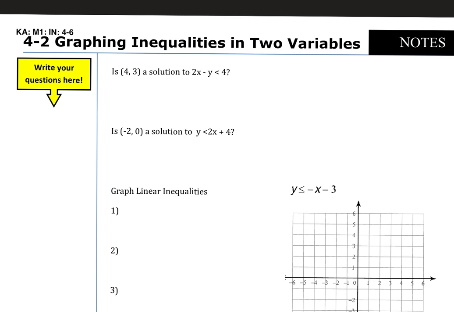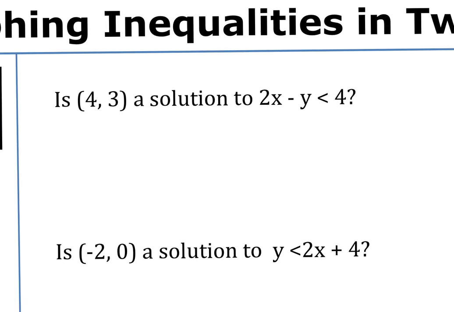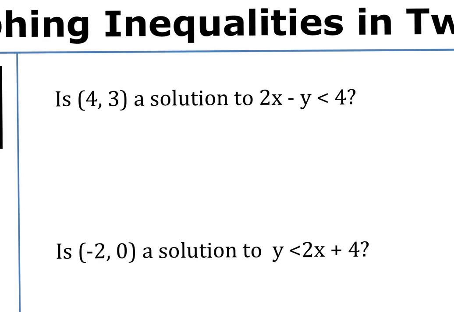All right, IM1 4.2, graphing inequalities with two variables. Let's start off by just thinking about what a solution is to an inequality, okay? So let's take a look at this first question. It just says, is (4, 3) a solution? Well, remember, this is just an x and a y. And so what happens if you were to plug in said x and said y?